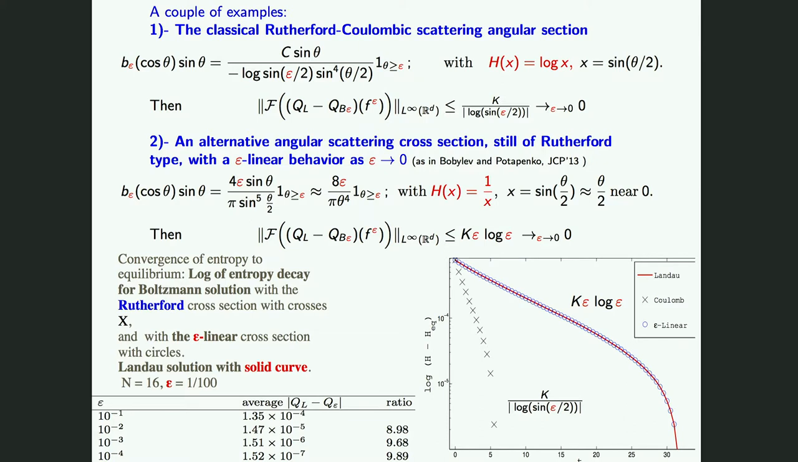Both of them are going to converge to the statistical equilibrium, which is going to be Gaussian. The convergence doesn't have a spectral gap. There's a lot of understanding about that.